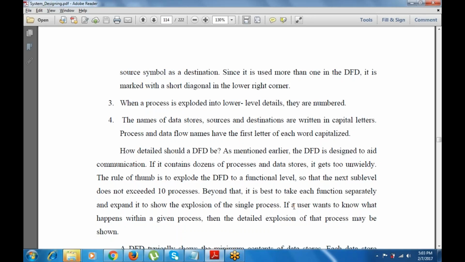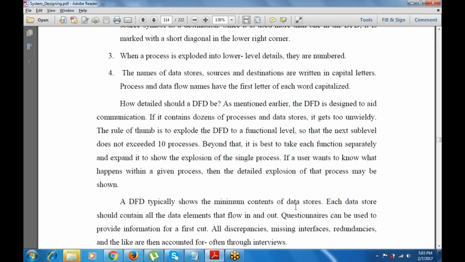of a single process. If a user wants to know what happens within a given process, then the detailed explosion of that process may be shown.